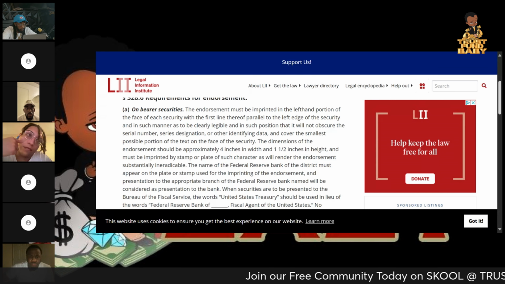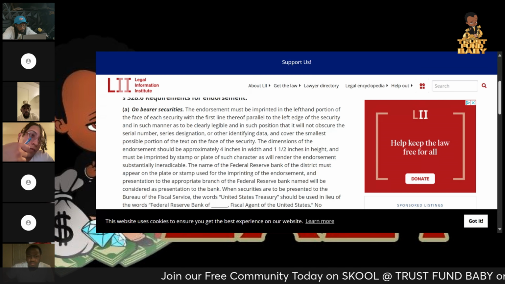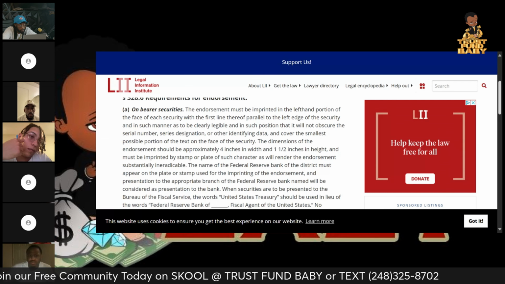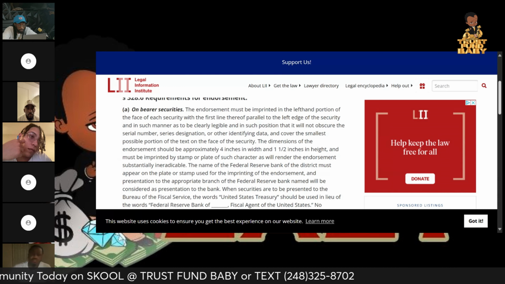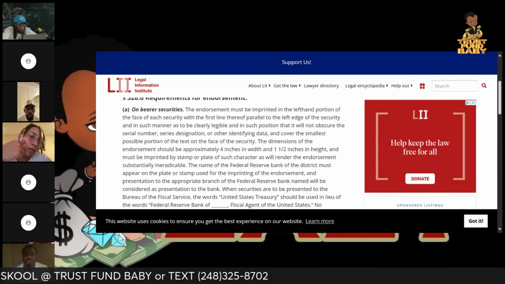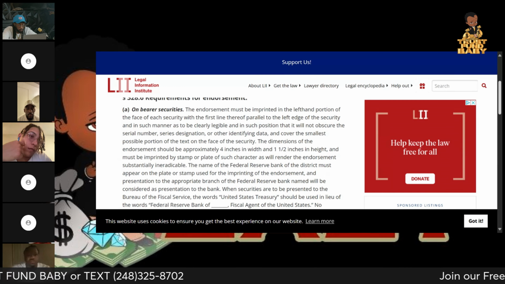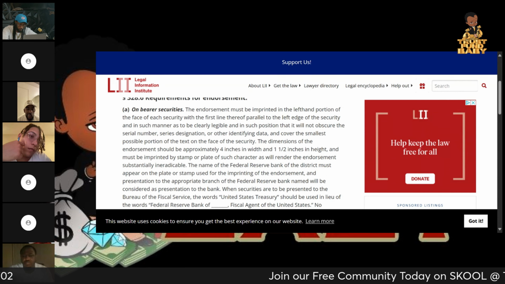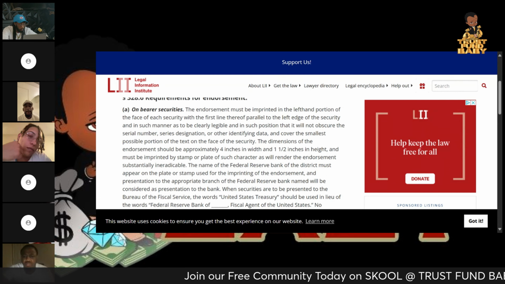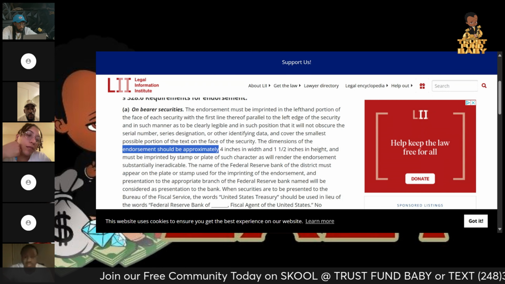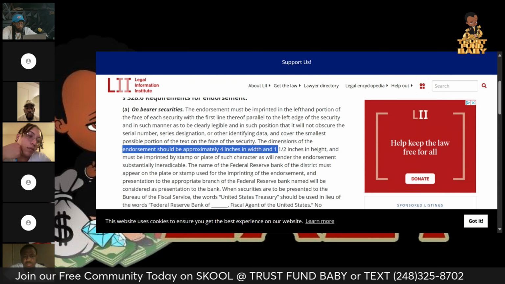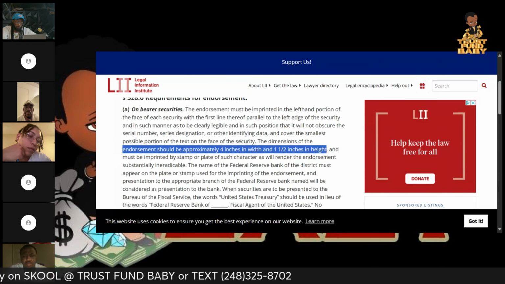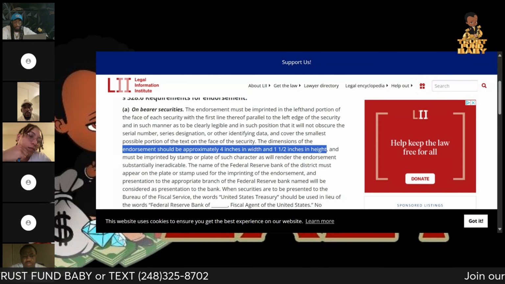In such a manner as to be clearly legible, in such a position that it should not obscure the serial number, series designation, or other identifying data, and covers the smallest possible portion of the text on the face of the security. And then they give you the exact dimensions. Endorsement should approximately be 4 inches in width and 1.5 inches in height. So if you've seen that stamp there, that is exactly what it was.